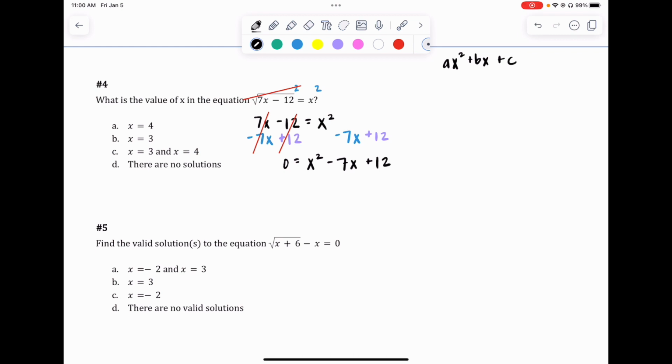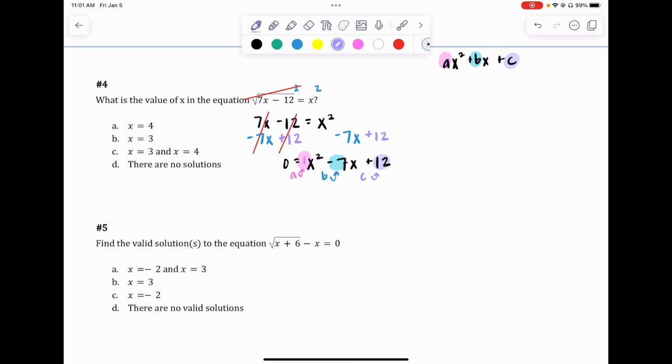So in this problem, a is, well, in all problems, a is the coefficient of x squared. And we don't see a number there, so that's just 1. And then b is the coefficient of x. So in this case, b is negative 7. And then c is the constant term. That's the one that doesn't have a variable attached to it. So c would be 12.